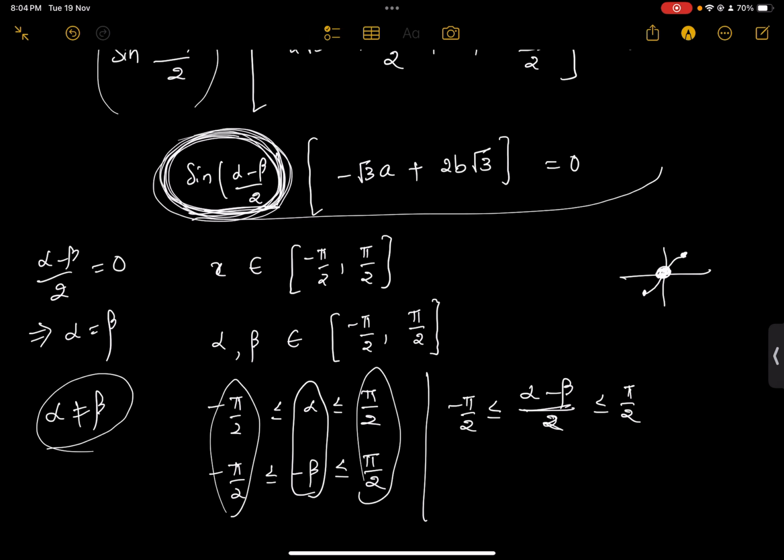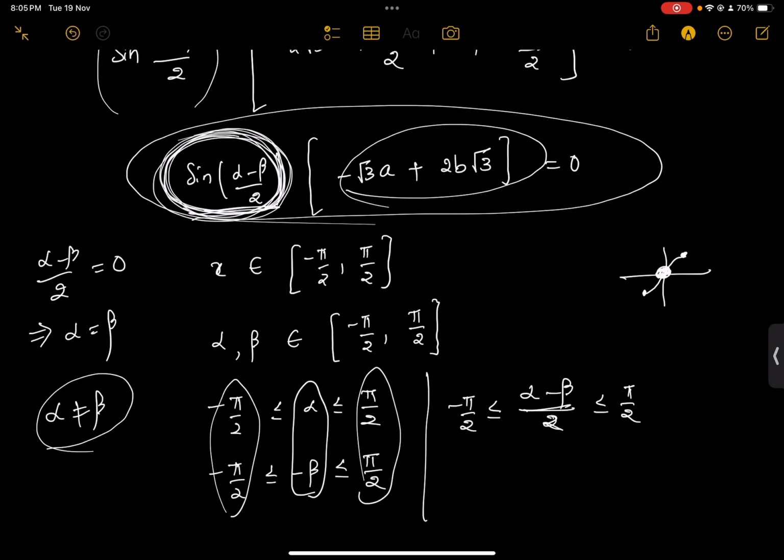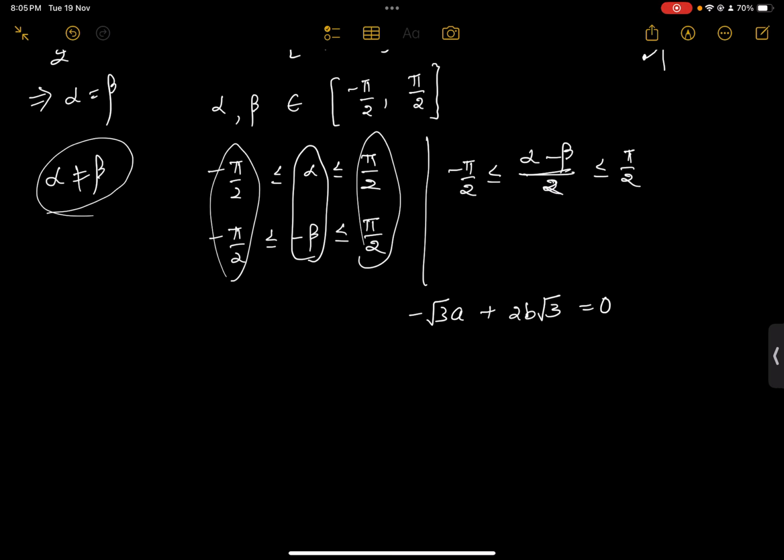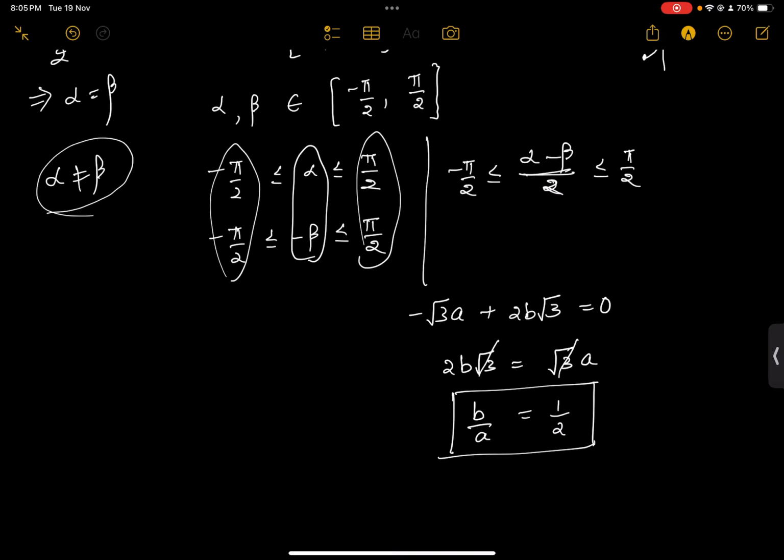So for this equation to be valid, this quantity has to become 0. So minus root 3a plus 2b root 3 is equal to 0. Take root 3a to that side. 2b root 3 is equal to root 3a. Root 3 gets cancelled. b by a is equal to 1 by 2. So this is the value of b by a.